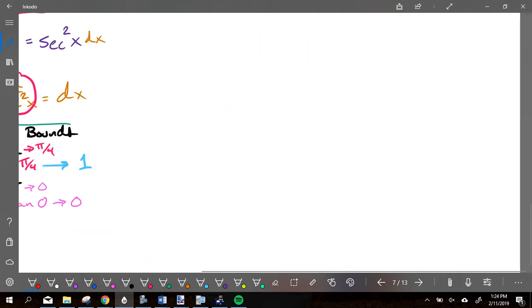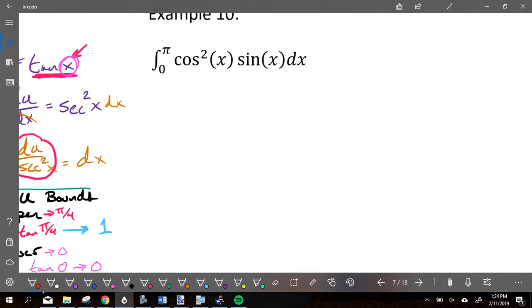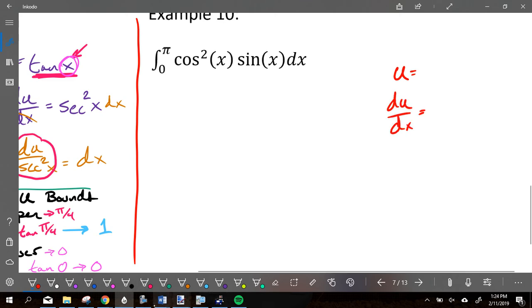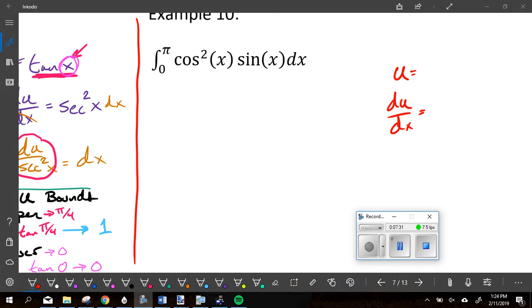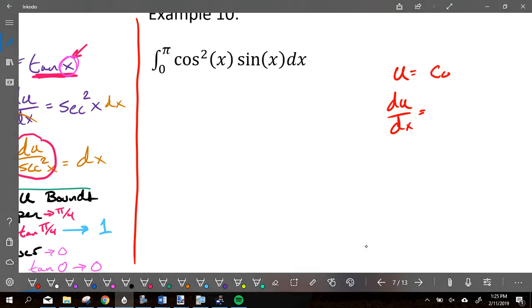Let's try another one. So let's look at example 10. Looking at example 10, we're going to start off by finding your u, and then you're going to find the derivative, and then you're going to solve for dx. Take a second with your neighbor. Identify your u and your du dx. My u value is going to be just cosine.